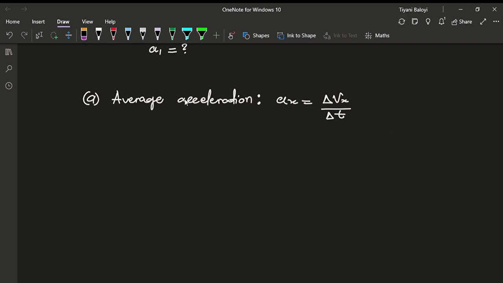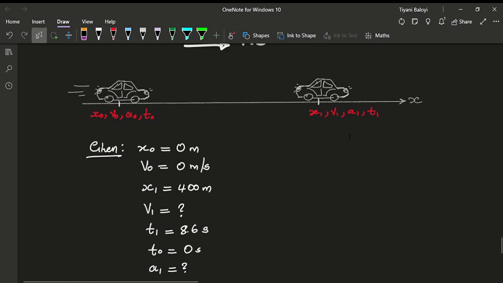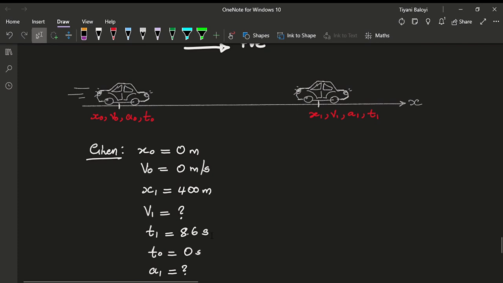So we have this. What's our change in velocity? What's our change in t? We know our change in t, we do not know our change in velocity, right? So we can get the velocity by using one of our laws of motion, right? So let's see which one can we use.